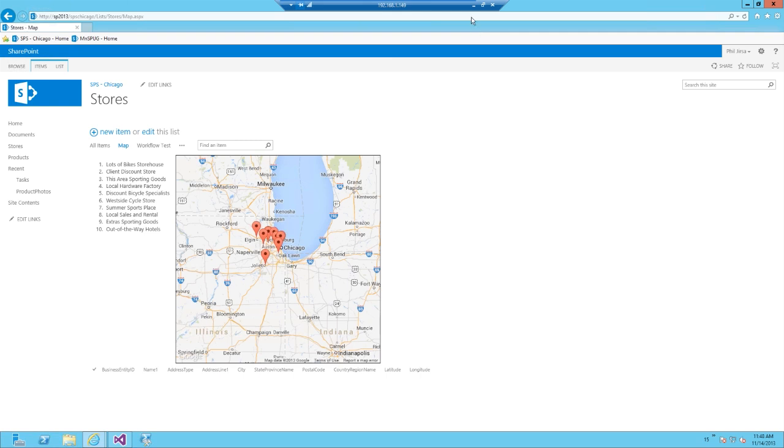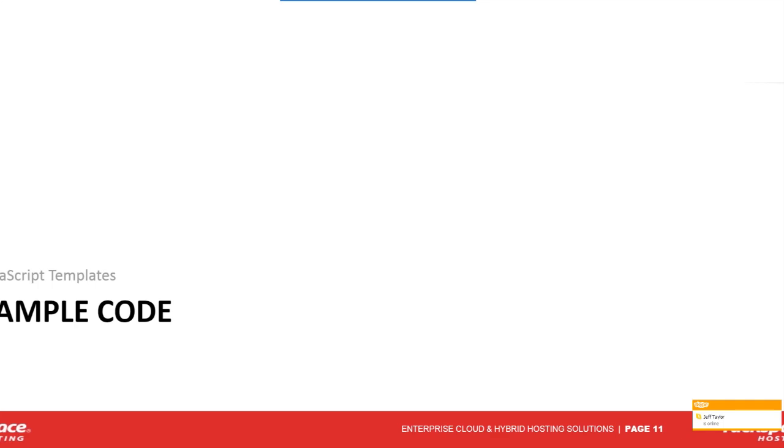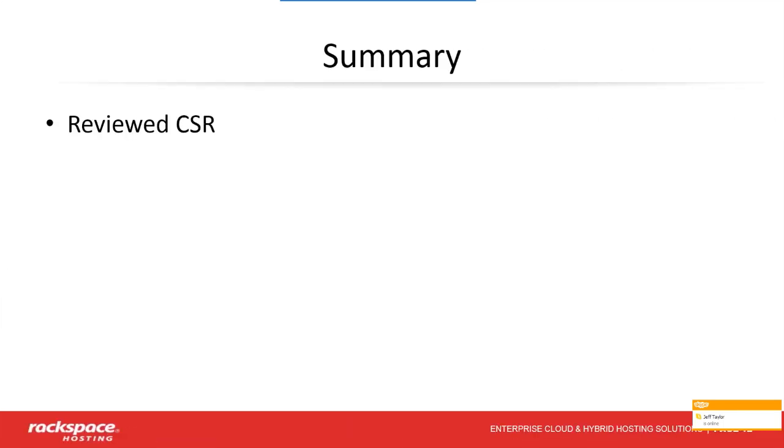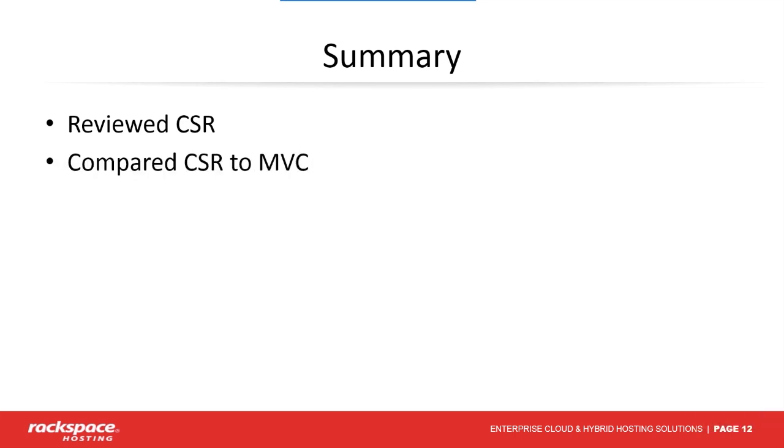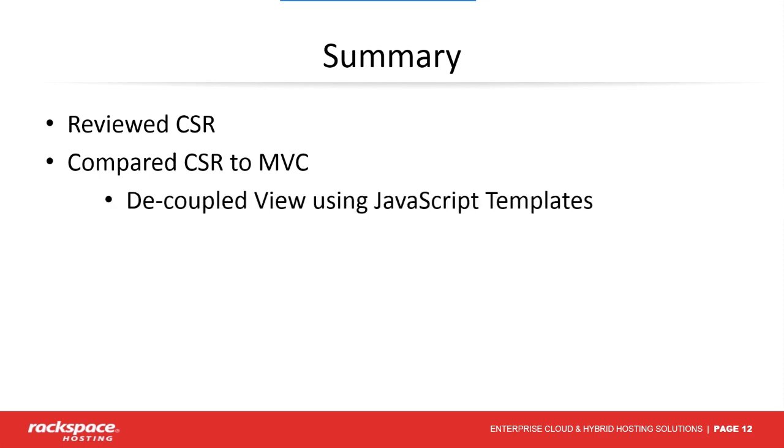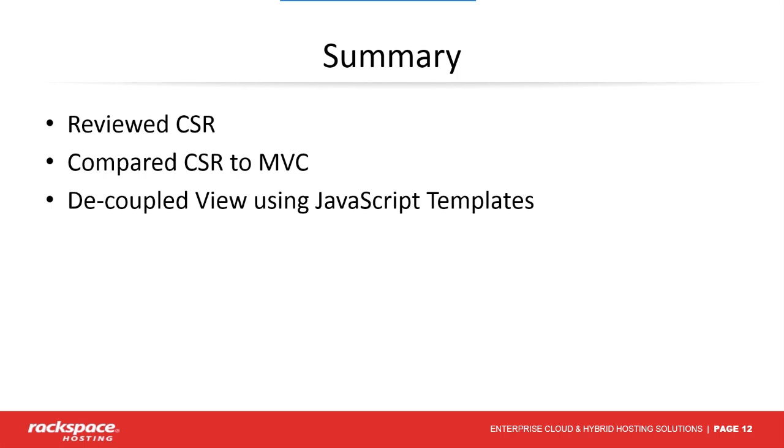All right, so let's hop back to the slides really quick, and then we'll stay on for a little bit and answer questions that people might have. So just to quickly summarize, we reviewed some of the basics of CSR and looked at that hello world example, if you will. Then we compared CSR to MVC and made my case for why you might want to use JavaScript templates to create your views and create that decoupling from your JavaScript code, or your controller in this example. It makes it a lot more maintainable, a lot more manageable. It makes your designers happy, which is always a good thing.